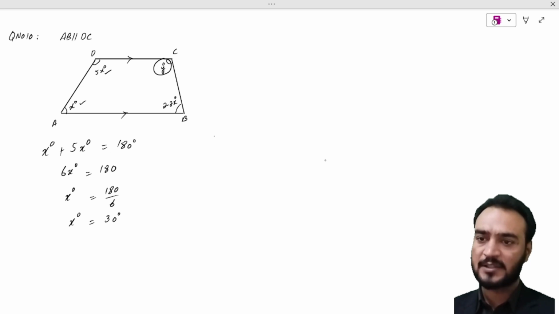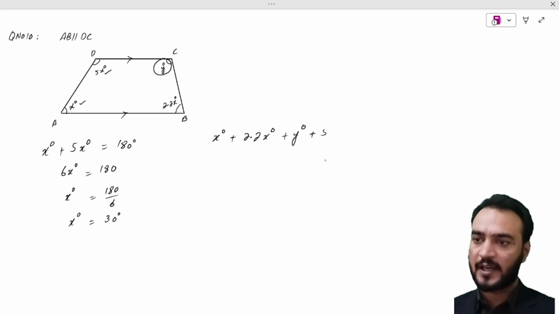We have four angles: the first one is x degrees, the angle at point B is 2.2x degrees, the angle at point C is y degrees, and the angle at point D is 5x degrees, and their sum is equal to 360 degrees. So the sum of x degrees, 2.2x degrees, and 5x degrees is 8.2x degrees. 8.2x degrees plus y degrees equals 360 degrees.